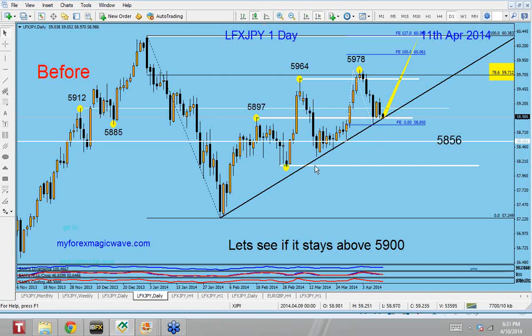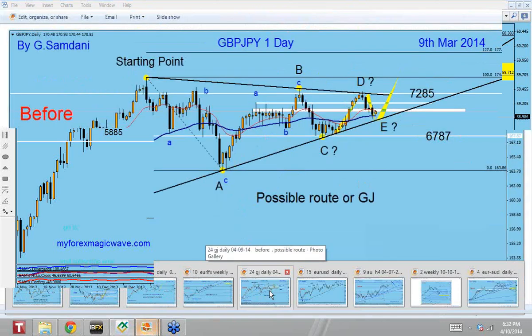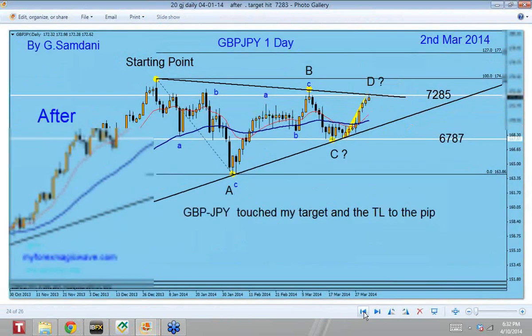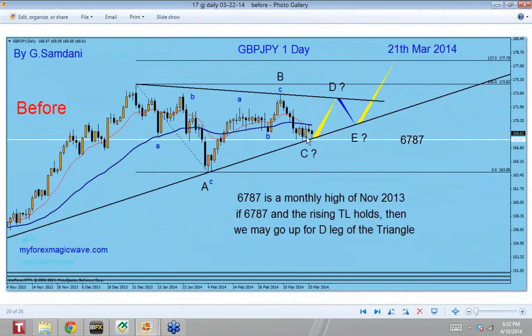Why? Because I'm going to show you pound yen. It's also on track according to this. So far, on this one, the yen index, we are sitting here ready to go up. Just remember that. Let's go on and take a look at pound yen. We are tracking a triangle there. Okay. This is it. Now, we are tracking this one from here.